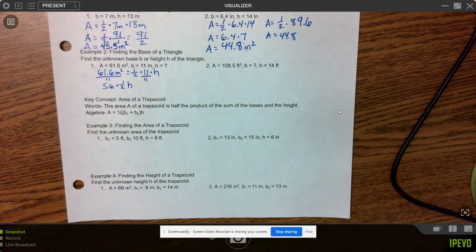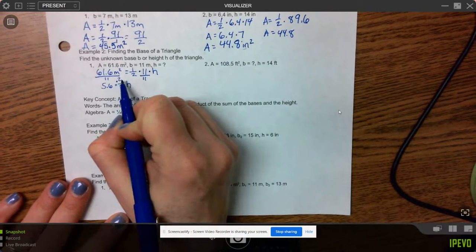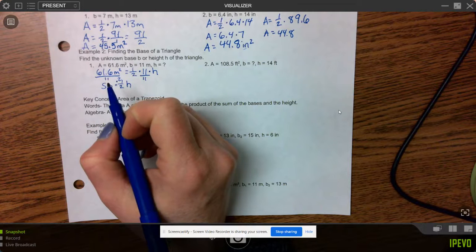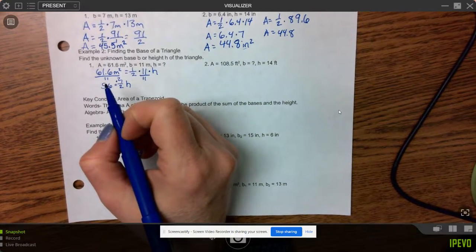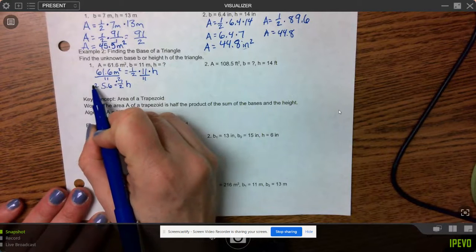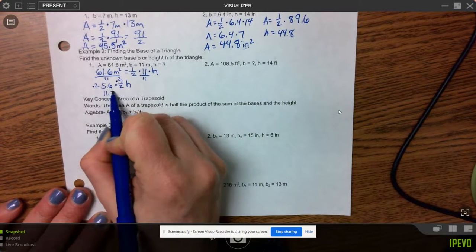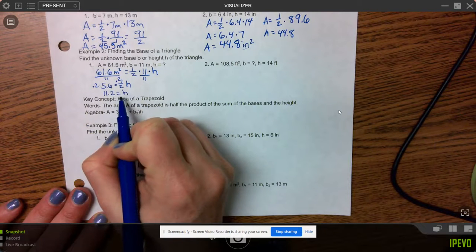So how do I get height by itself? Because 1/2 is dividing by 2, so I want to do the opposite. I'm going to multiply by 2, because 2 times 1/2 is 1. That equals 11.2. So times 2 to 5.6 gives me 11.2 for my height.